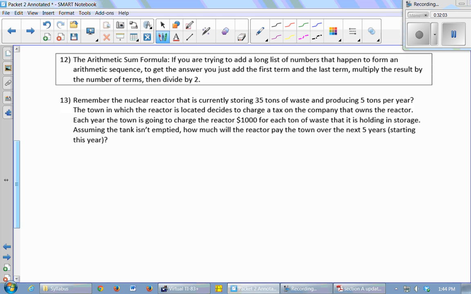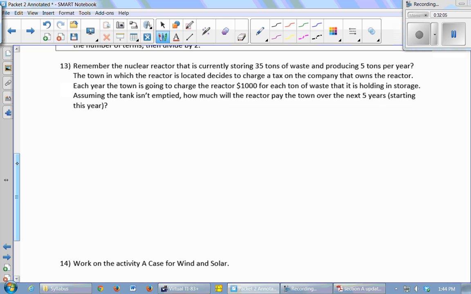So I'm going to let you play around with one for a second. Remember the nuclear reactor problem. It currently has 35 tons of waste, producing 5 tons per year. The town in which this reactor is located decides they're going to charge a tax on the company that owns the reactor. Each year, the town is going to charge the reactor $1,000 for every ton of waste that it is holding in storage. Assuming the tank isn't emptied, how much will the reactor pay the town over the next 5 years, starting this year? So altogether, how much will the reactor pay the town over 5 years?